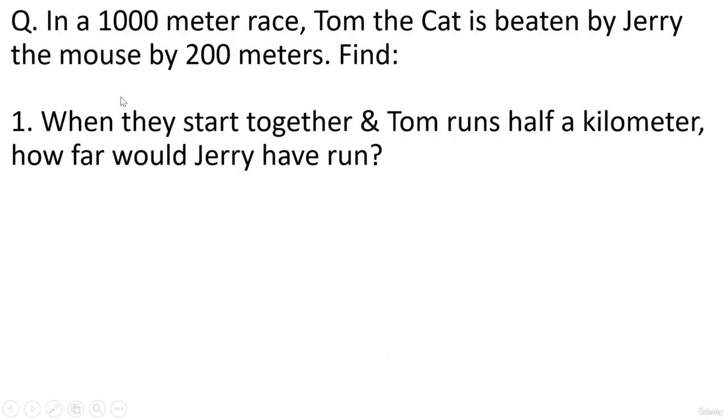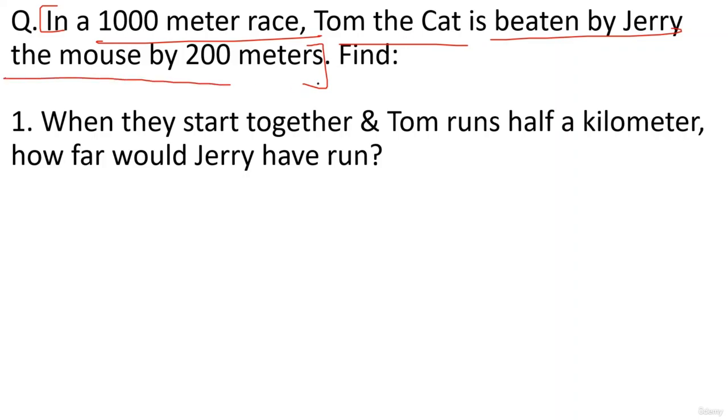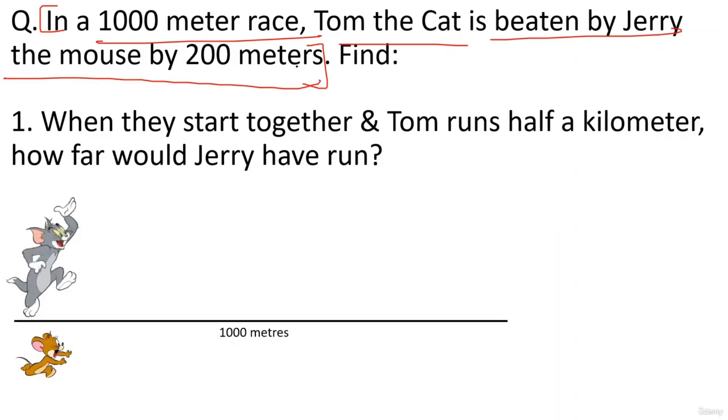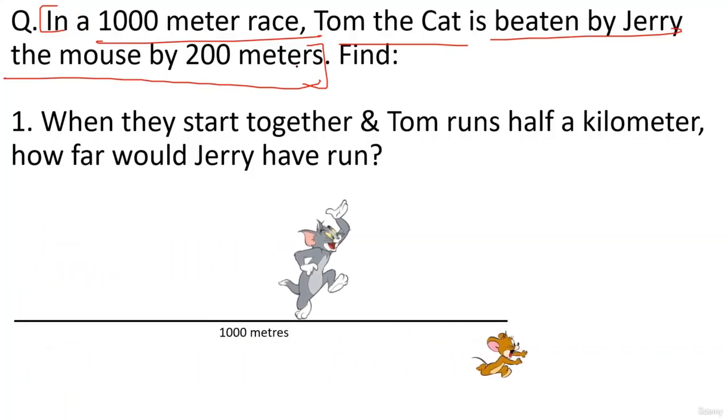Okay, so guys, first of all, we'll try to understand what is the implication of this very first statement of the question. In a 1,000-meter race, Tom the cat is beaten by Jerry the mouse by 200 meters. Now that tells us that when you start the race of 1,000 meters, Tom the cat will cover a distance lesser by 200, meaning 1000 minus 200 meters it will travel, and Jerry the mouse will complete the entire 1,000 meters in this case, right?